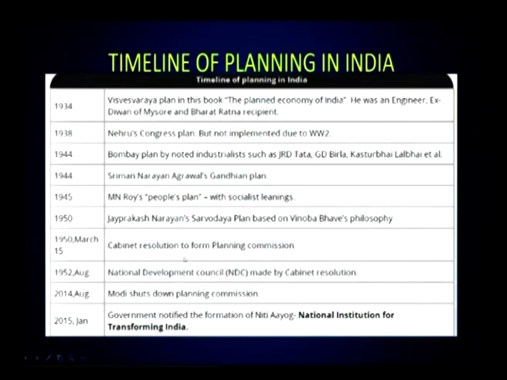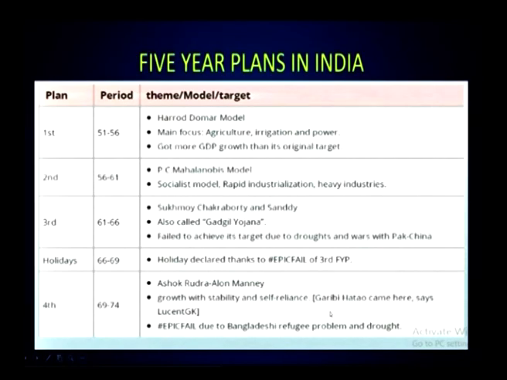1950, March 15, Cabinet Resolution to form the Planning Commission. 52, National Development Council made by Cabinet Resolution for giving approval to the implementation of the 5-year plans. 2014, the Planning Commission stopped its existence. In the place of the Planning Commission, since 2015, we have the Niti Aayog, National Institution for Transforming India.